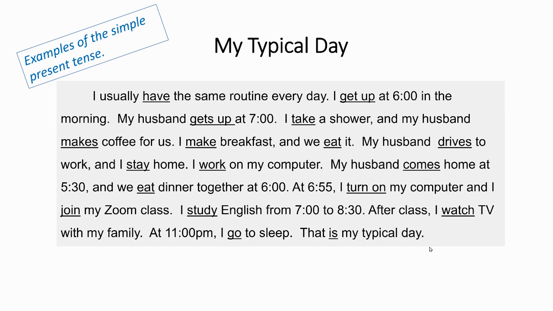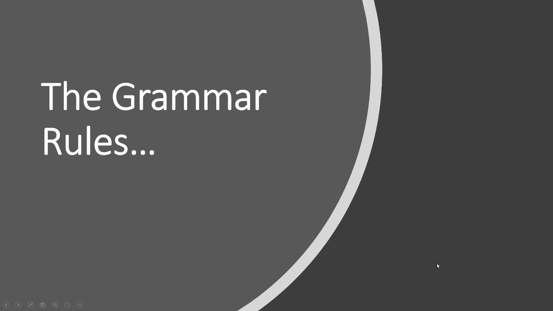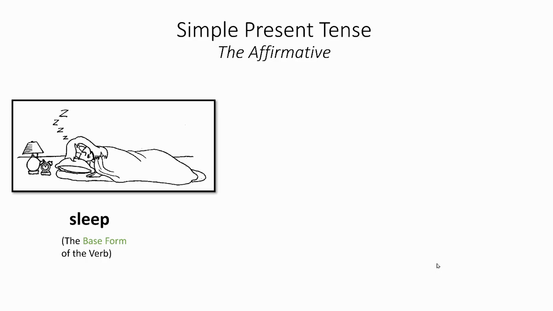Okay, so this is a good place to pause the video and practice this paragraph at home. Okay, let's talk about the grammar rules. We will start with the verb sleep. This is the base form of the verb, sleep. It has no ending, no S, no ing, no ed.